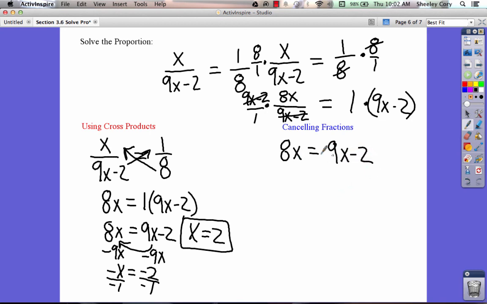Look at what we have. It's the exact same as what we had over here. All right, so canceling fractions and cross products, same thing. All right, now when we go solve this, we're going to end up with the same exact answer, which is x equal 2.